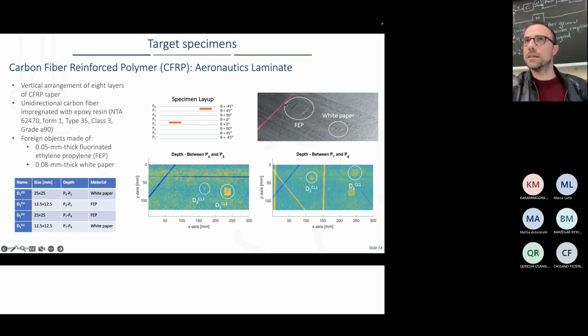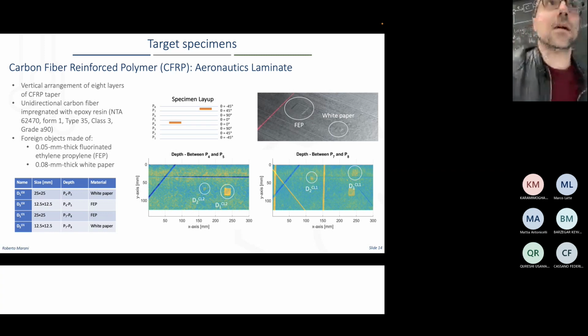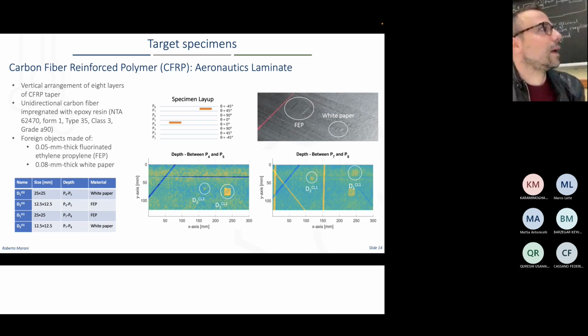You can see here the laser line of the profilometer that we have discussed, I don't know, 2 or 3 lectures ago. So inclusions made of a white paper and of this fluorinated ethylene propylene FEP material. So they are very, very small in thickness, 0.05 and 0.08 millimeters each.